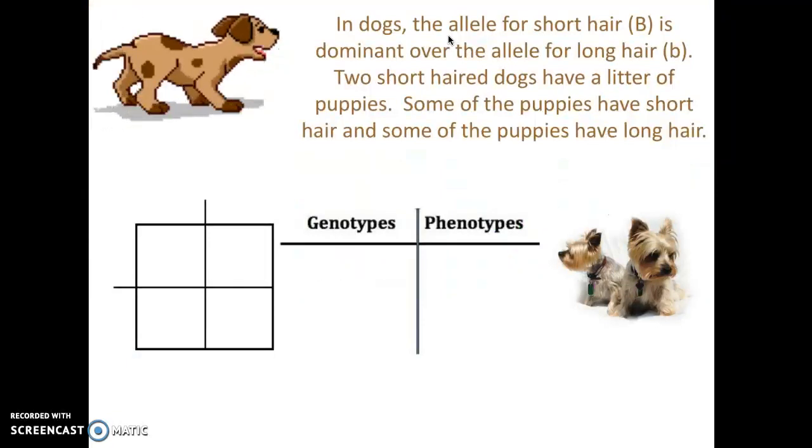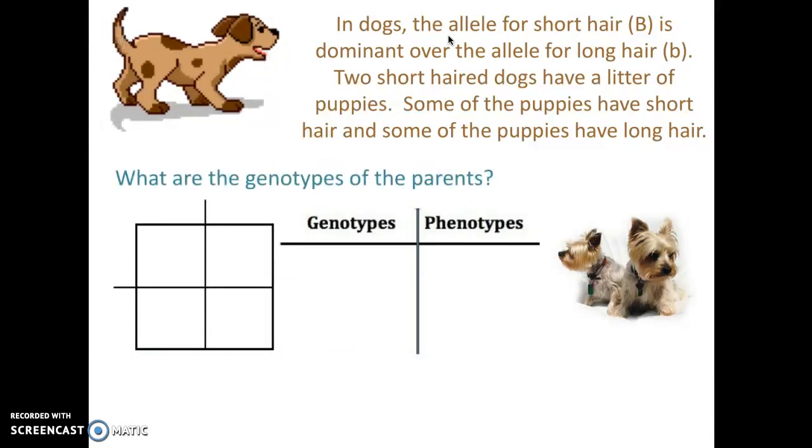All right, I believe this is our last practice problem here. In dogs, the allele for short hair is dominant over the allele for long hair. Two short-haired dogs have a litter of puppies. Some of the puppies have short hair and some of the puppies have long hair. So what are the genotypes of the parents? This one's a little bit different because we're working it backwards. So my suggestion, make some in the middle and work your way out. Go ahead, take just 1 minute and work on this problem.